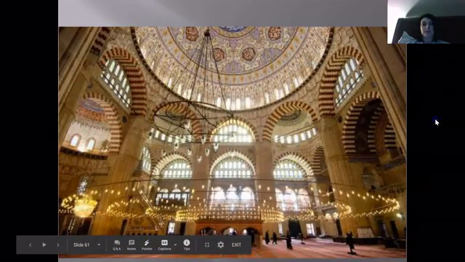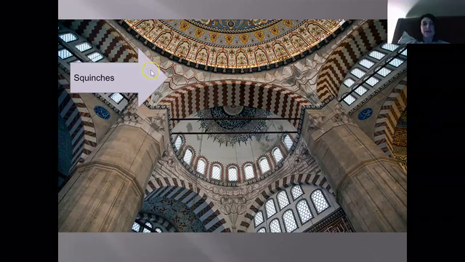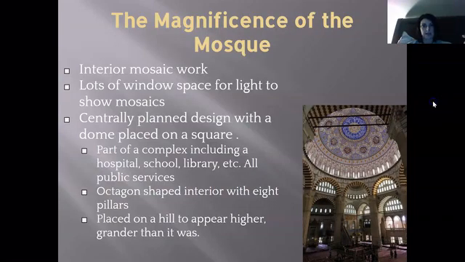It's just another view of it right here. This is actually called a squinch, by the way. This is where instead of a pendentive that the Byzantines used, you just basically take a square structure and put a little gap between the corners so that the dome would sit on it, instead of it being like the curved pendentives like the Hagia Sophia.